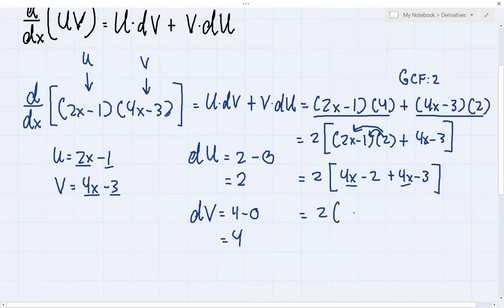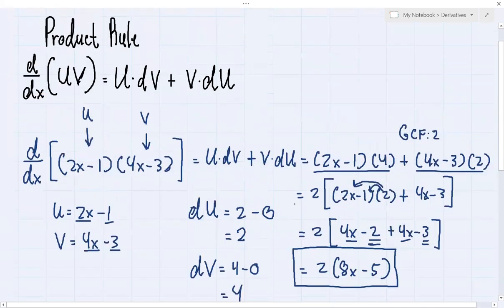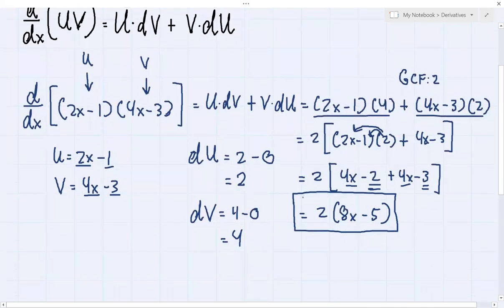4x plus 4x, magiging 8x. Wait lang, ba't parang may mali ako? Nga, no? Wait lang. Kasi dapat, tama pala ako. Kala ko mali, sorry. The next, negative 2 minus 3, magiging negative 5 yan. Ayan, that's it. That is your final answer. O, di ba? That's how you use product rule of differentiation.